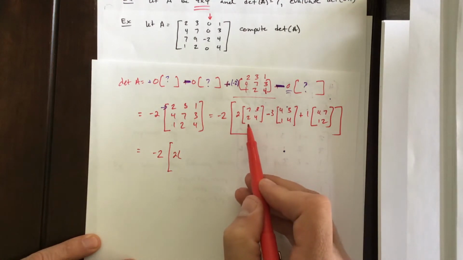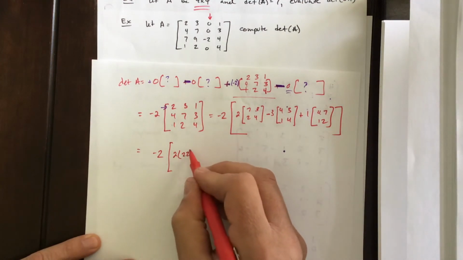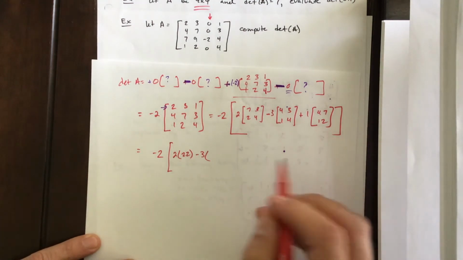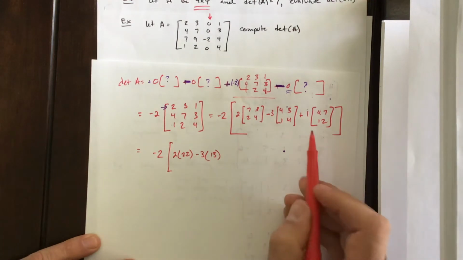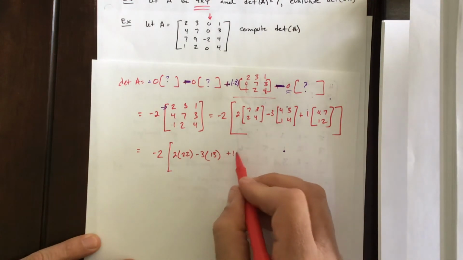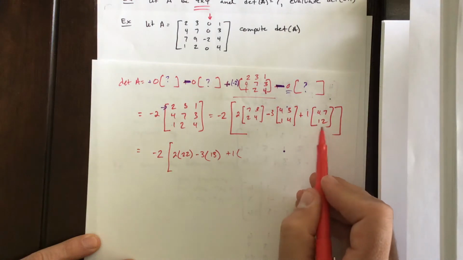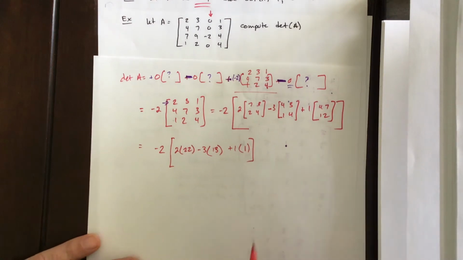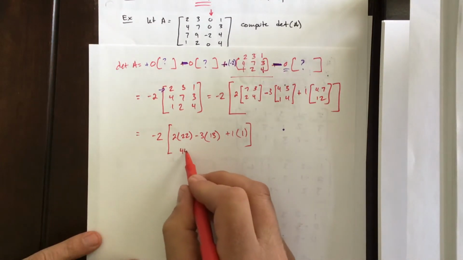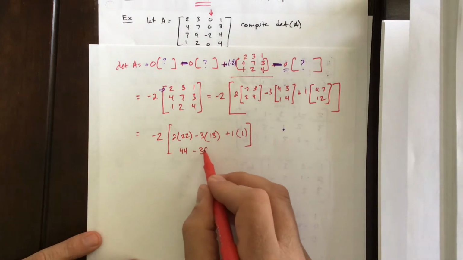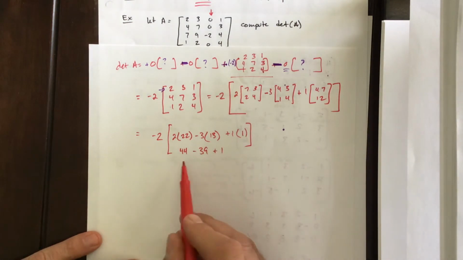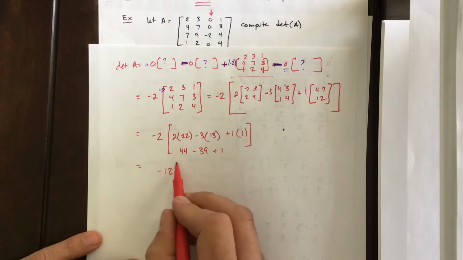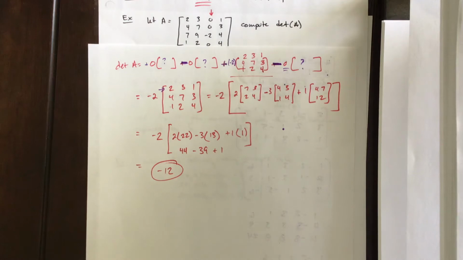28 minus 6, so that's 22. Minus 3 times 16 minus 3, that's 13. Plus 1 times 8 minus 7, so that's 1. So this is 44 minus 39 plus 1. 44 and 1 is 45, minus 39 is 6. This is a negative 12. All right.